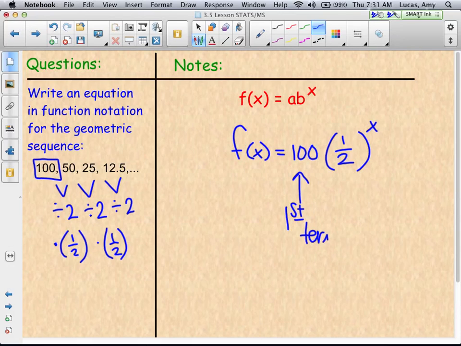So if it's a division relationship, you have to be able to convert it into a multiplication relationship because they're inverses. So again, dividing by 2 is the same as multiplying by the reciprocal. So the reciprocal of 2 is 1/2. And that's called our common ratio.